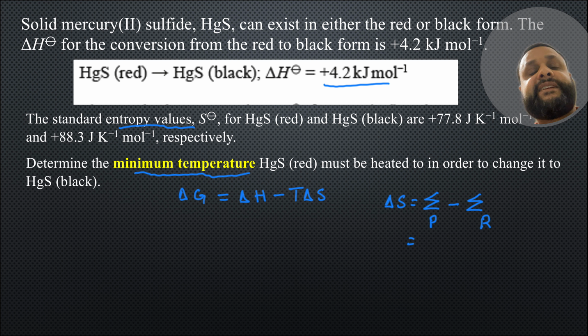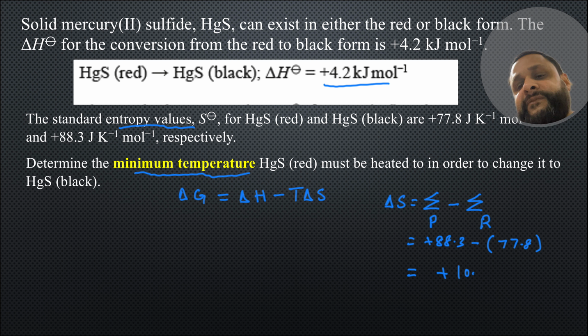So the product is mercury 2 sulfide black, and its value is plus 88.3, minus the reactant, which is mercury 2 sulfide red, and its value is given as 77.8 joule per Kelvin per mole. If I solve this, that will give me plus 10.5 joule per Kelvin per mole.